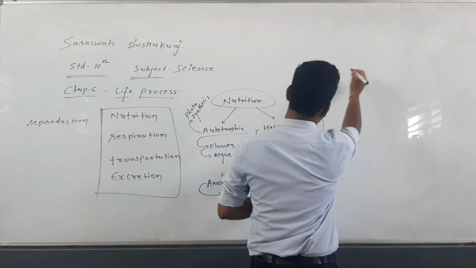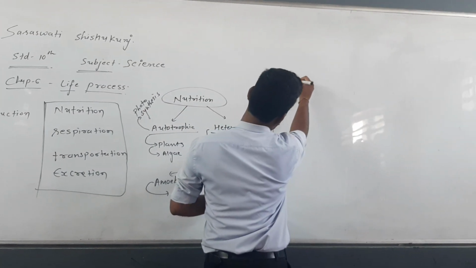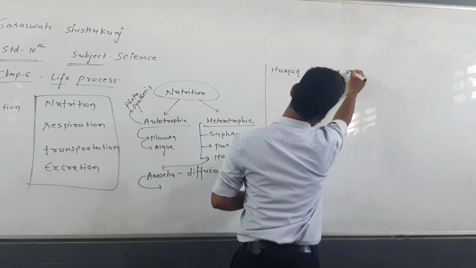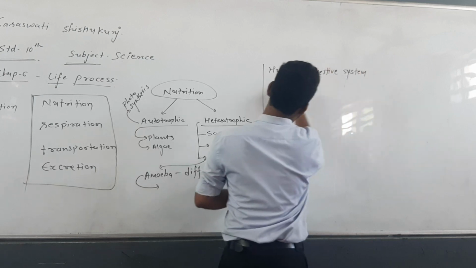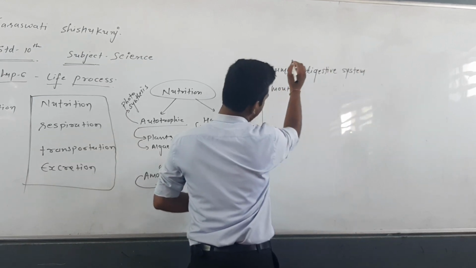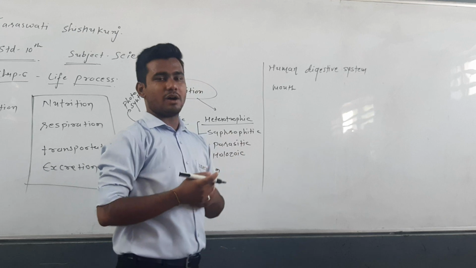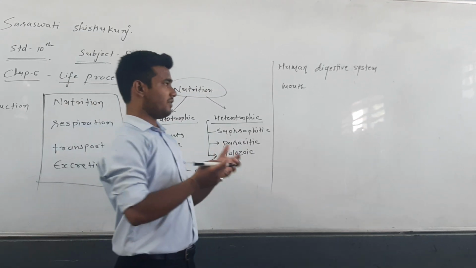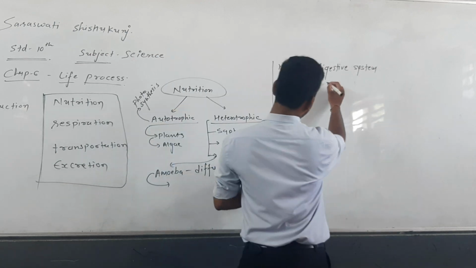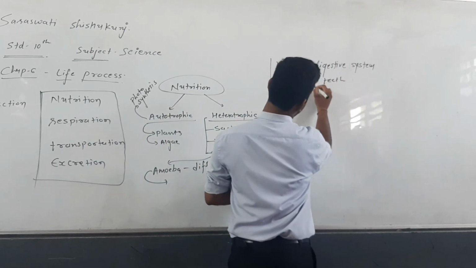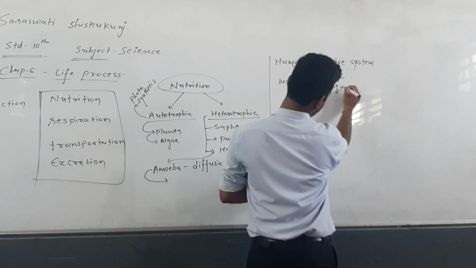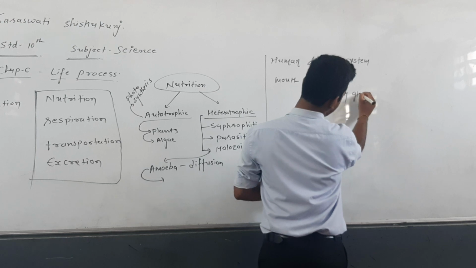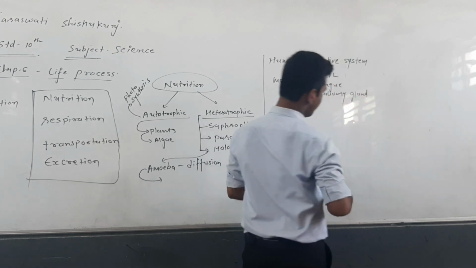After that we have understood the human digestive system. In that, first we have taken the digestion in mouth, how digestion in mouth is done by the tongue and teeth. What is the function of the tongue, what is the function of the teeth? Here we also have the salivary glands, and what is the function of the salivary gland, that also we have understood.